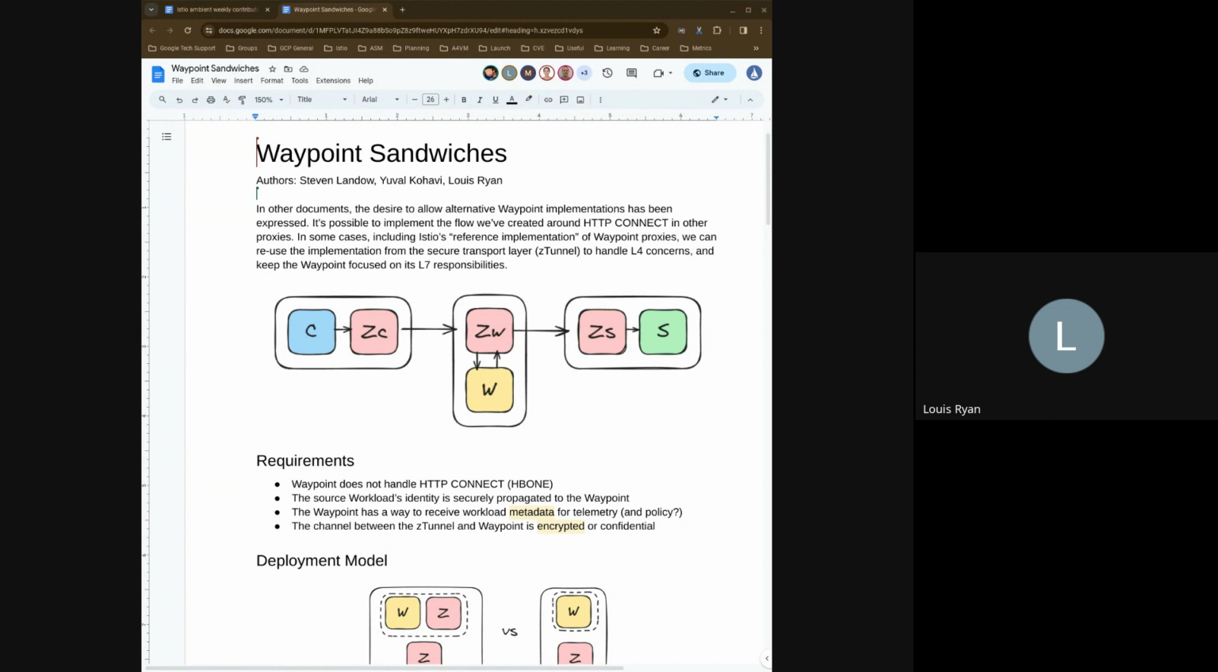If the waypoint zTunnel was attacked and compromised, but the waypoint itself was not, signing the information would prevent the zTunnel from being able to impersonate or arbitrarily modify the attributes of the traffic to get the waypoint to misimplement policy. We could just say that's not really a high-value or likely attack vector and just go with the simplest implementation. That's perfectly fine. But we should give this some thought.